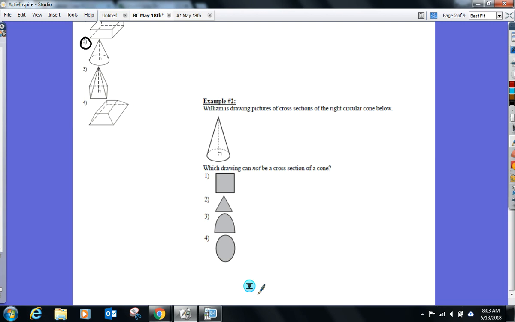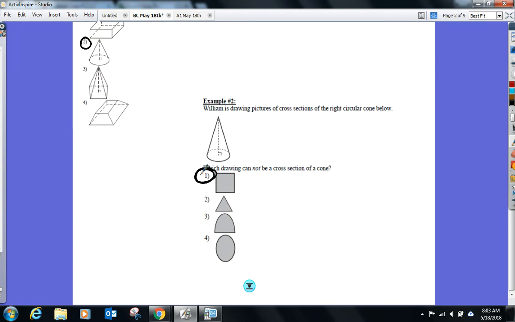Which figure did we not get up here? The square. There's no way. We get the circle by doing it horizontally. We get the triangle by doing it vertically. We get this little arch by doing it about halfway in between, but we never get a square with the cross section. All right. Are we all good?